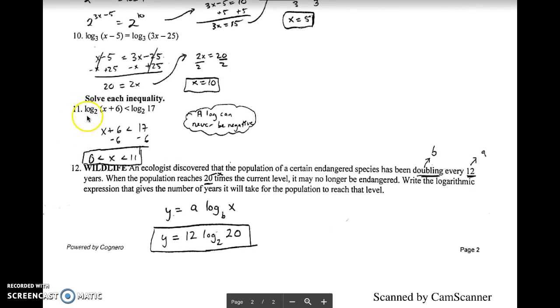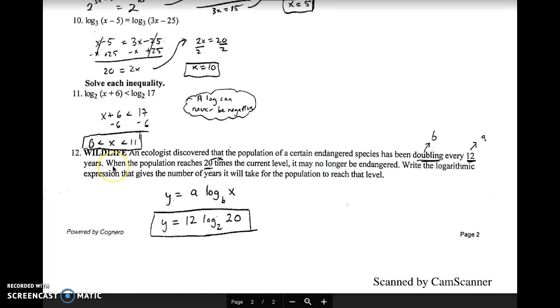For question 11, same process, except we have an inequality now. We're going to drop the logs, so it says x plus 6 is less than 17. Subtract 6 from each side, you get x is less than 11. But remember that logs can't be 0, can't be less than 0, they can't be negative, so you have to also say that x is greater than 0 at the same time.